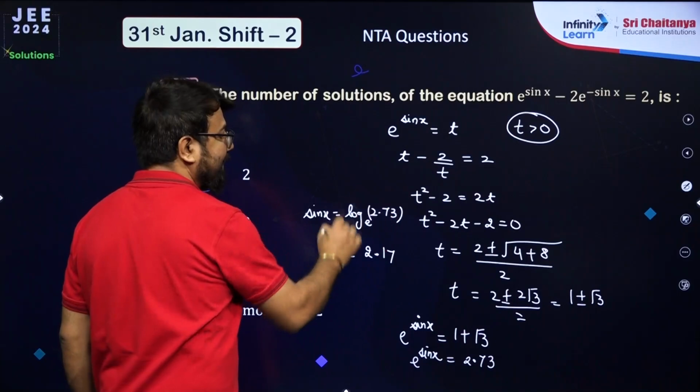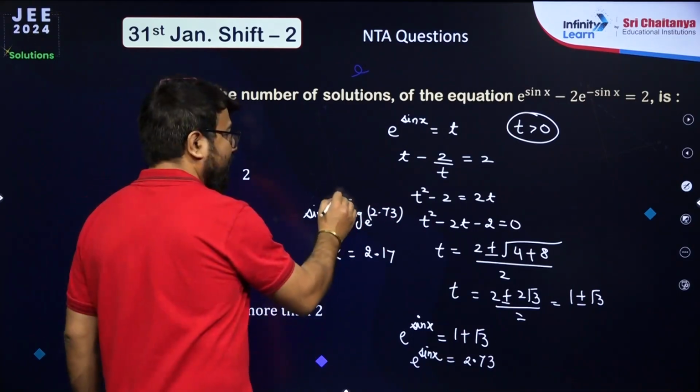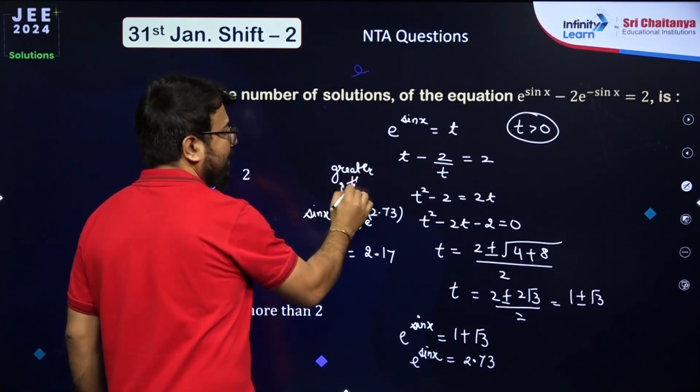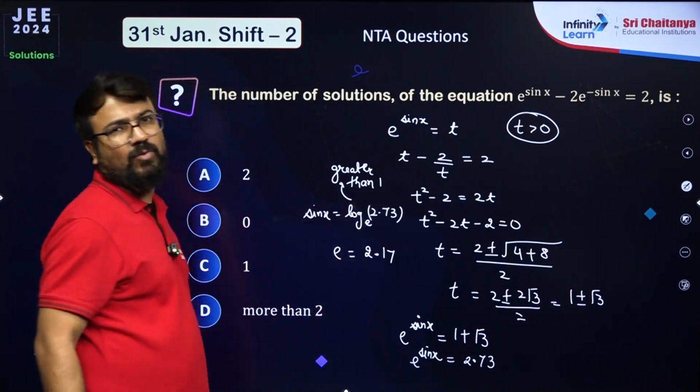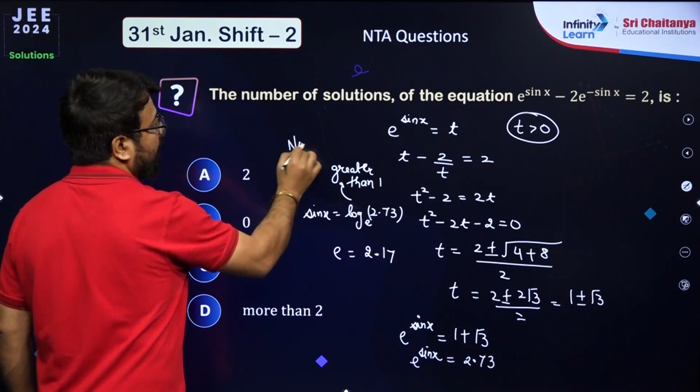So this result is greater than 1. Don't you think that? Because 2.73 is greater than 2.71. So this result we are finding greater than 1. Is it possible to get the value of sin x greater than 1? No. So that means no solution. No solution we are getting from here.